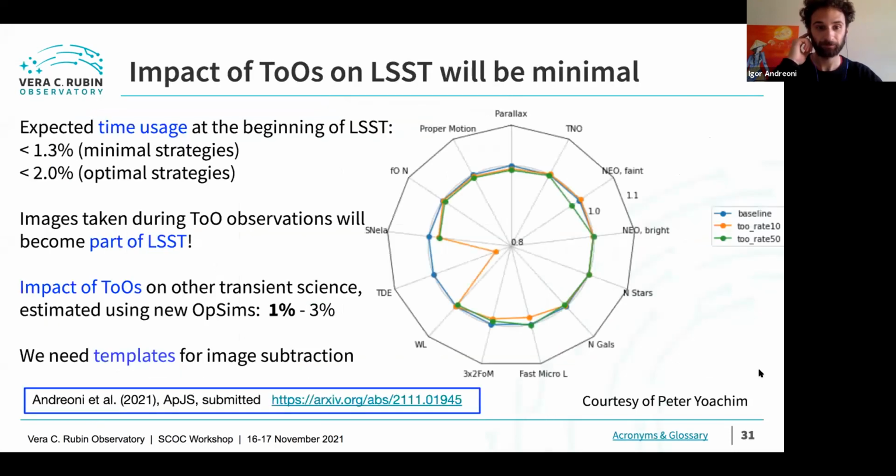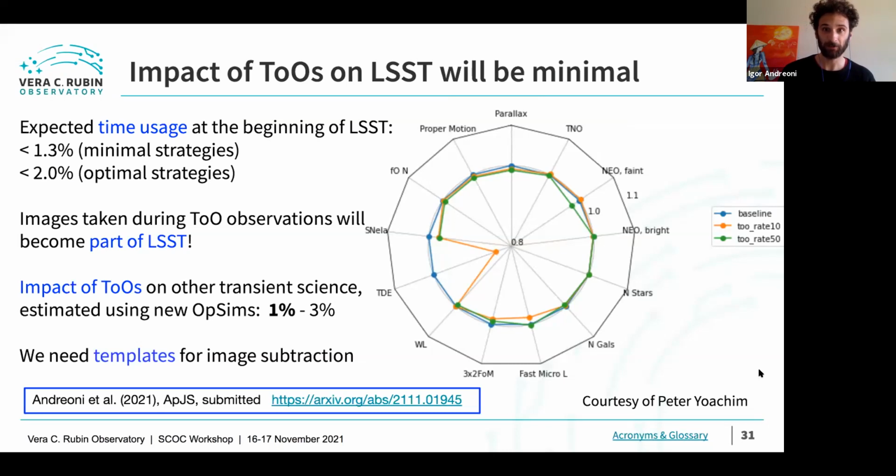Next slide. And finally, I would like to conclude by saying that with the strategies that we propose, we expect less than 1.3 or 2% of the LSST time to be used. It's surely less than that, because in case a counterpart is discovered before, for example, the second night, then we will interrupt the request for TO time. And very importantly, the TO observations will produce images that can be then incorporated into LSST.